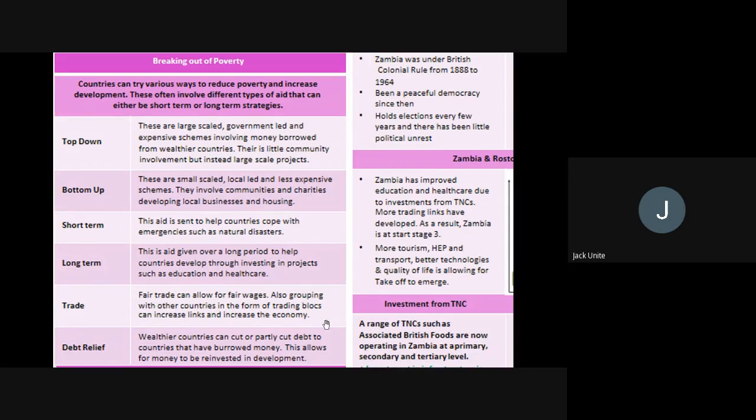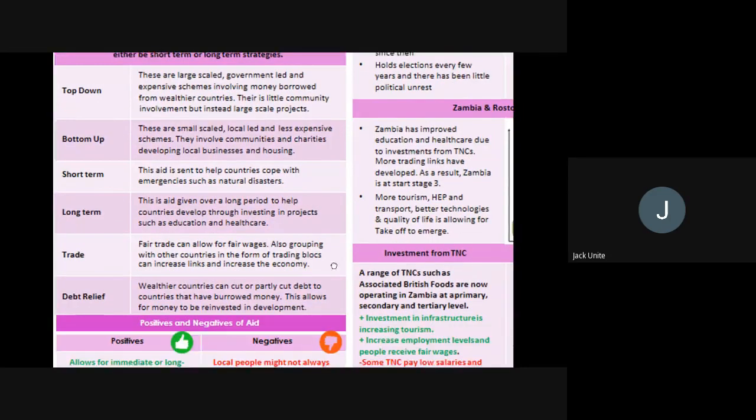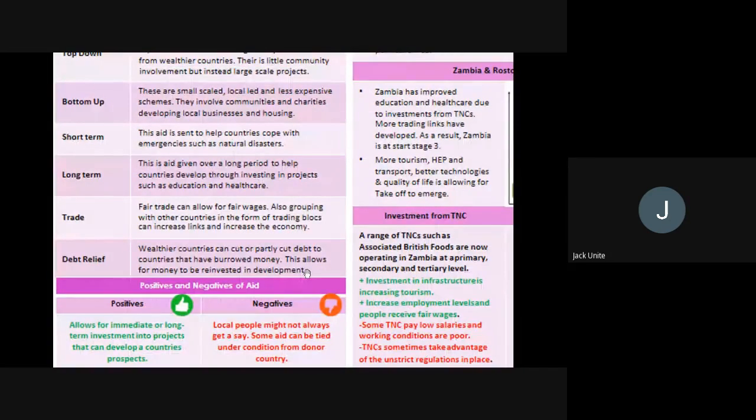And last but not least, there is something called debt relief. Well, obviously, relief is about relieving. If you think about relief of pain, like we would take paracetamol. Well, debt relief is all about reducing that loan or removing it entirely. And Zambia we looked at as an example where this occurred in 2006. And essentially, they will cut or partly cut the amount of debt that that country has borrowed.